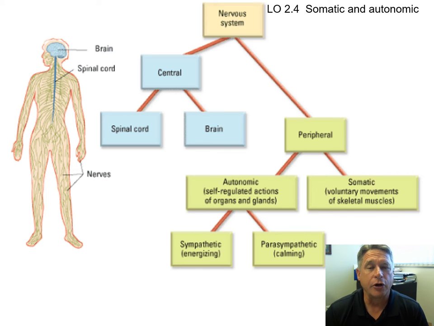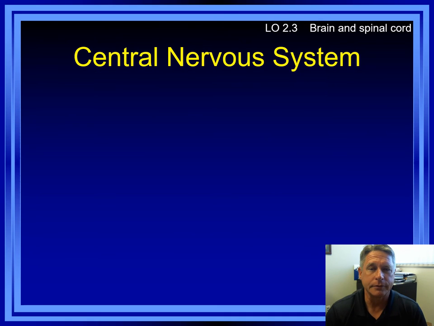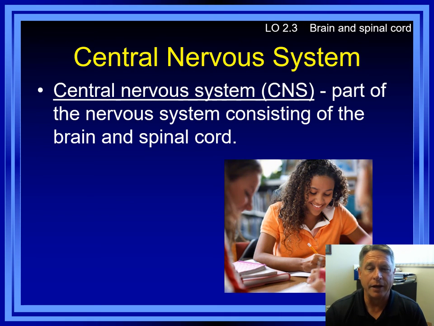In the blue on this chart, you will see what is called the central nervous system. And in the strictest sense, the central nervous system also has only two parts, the brain and the spinal cord. We'll talk about the brain in another video, but for now, I want to say just a little bit about the spinal cord. This says what I just commented on, the central nervous system, part of the nervous system consisting of the brain and the spinal cord. So let's move on from here.